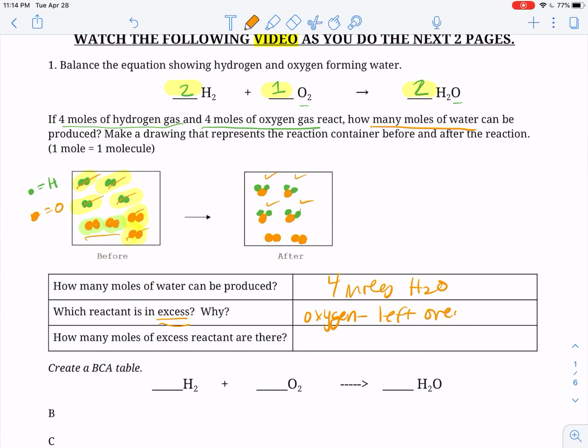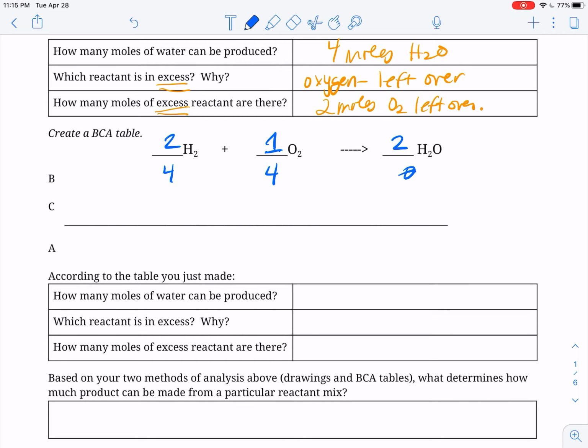Okay, all right, if I want to use a BCA table to do that, 2, 1, 2. Okay, I would have started with 4 and 4. No product. All right. Now I need to figure out which one's going to run out first. So one way you can do it is just pick one, see how it goes. If somebody comes out negative, then that's not right because you can't have a negative amount. All right. Or sometimes you can sort of reason it out. So in this case, I'm going to go ahead and reason it out because I know I need twice as much hydrogen for half as much oxygen, right? So I know that I'm going to need more hydrogen than oxygen, okay?